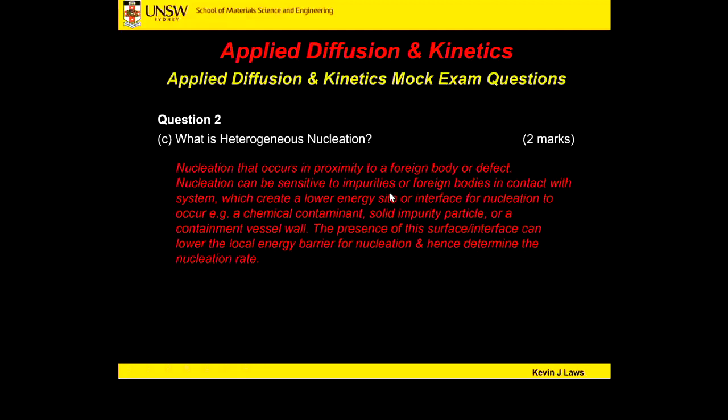Sensitive to impurities in contact with the system. And the next key set of words here is they create a lower energy site or interface for nucleation to occur. Right, so they're the things that distinguish the two. Okay. So a little bit of why heterogeneous nucleation occurs, a lower energy site.